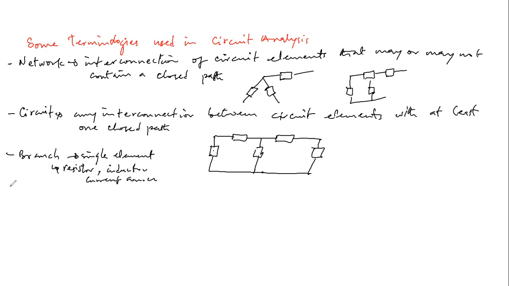And then we have a node. Now, a node is a point in a circuit, a point where two or more elements are joined together.